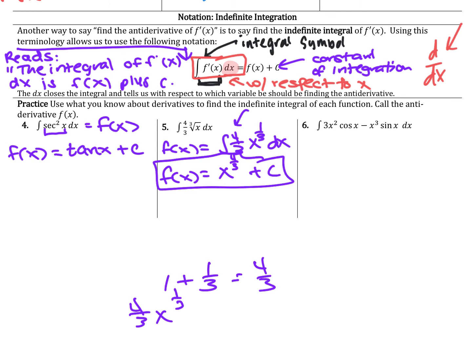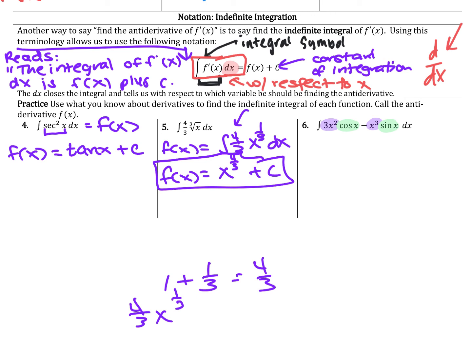This last one is super tricky, but I wanted to end with a challenging one like the warm-up problem for number 3. So what I notice here is that it seems like there's a relationship between 3x squared and x to the third. One of them is the derivative of the other. Similarly, there seems to be a relationship between cosine of x and sine of x. One of them is the derivative of the other. So if you think you can get here, go ahead and pause the video and see if you can do that.